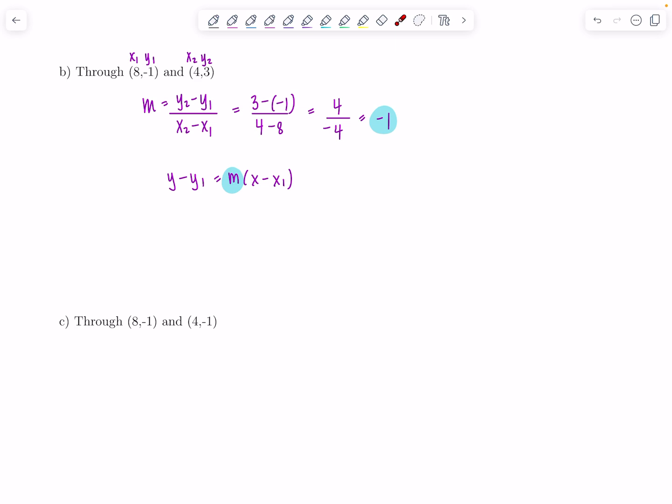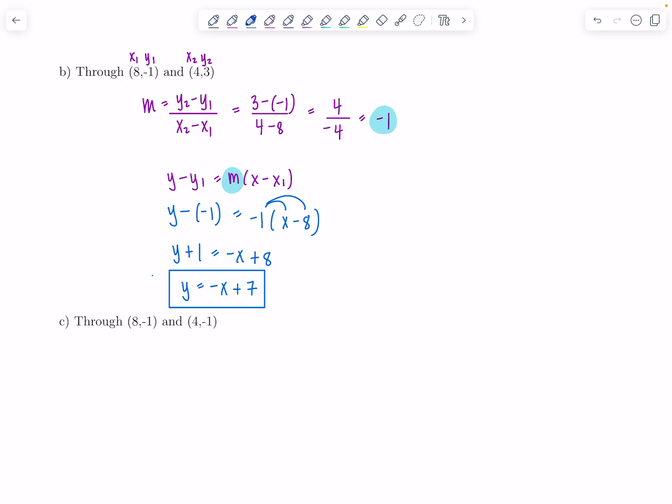I'm just going to stick with 8, negative 1 for now. So y minus y1, which is negative 1, equals m, which is negative 1, times x minus 8. So what is this? Y plus 1. I'm going to distribute: negative x plus 8. Subtract that 1, so y equals negative x plus 7.